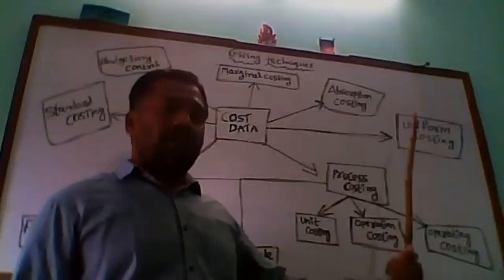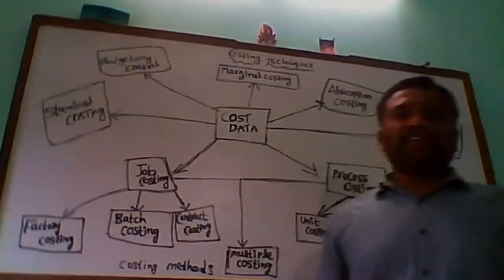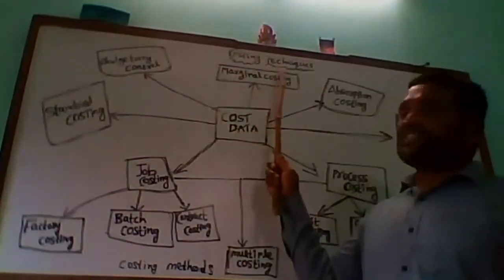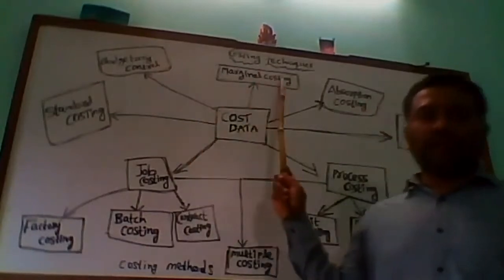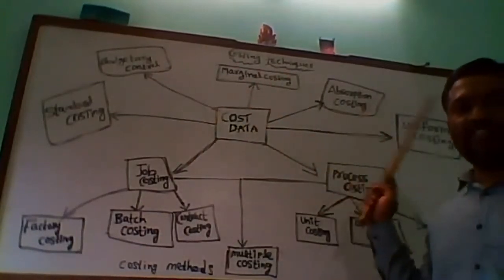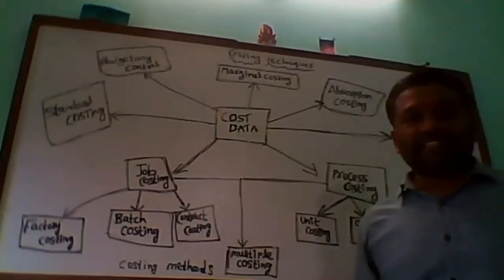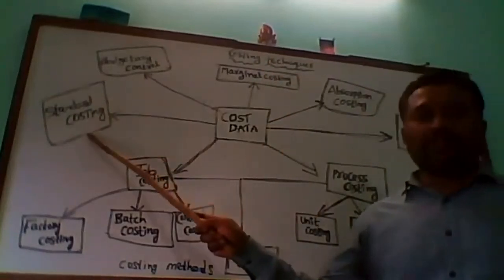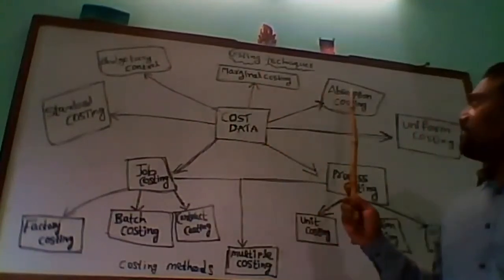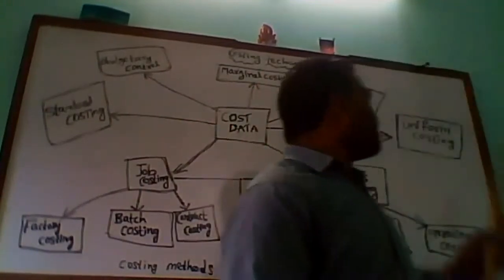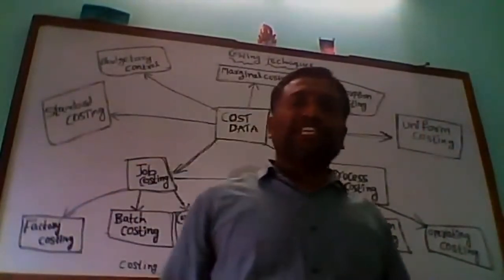And these we are calling the costing methods. Whereas we learn some techniques, these are called the costing techniques, like standard costing, budgetary control, marginal costing, absorption costing, and uniform costing. These we are calling the costing techniques. Once again, listen here: standard costing, budgetary control, marginal costing, absorption costing, and uniform costing. These we are calling the costing techniques.